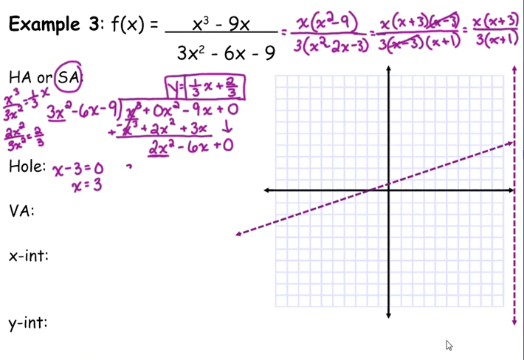Plug the 3 into the simplified equation for x. So we get 18 over 12, those are both divisible by 6, 3 over 2. So 3 over 2 is our hole, and that 3 over 2, 1.5, is going to be just below your slant asymptote.